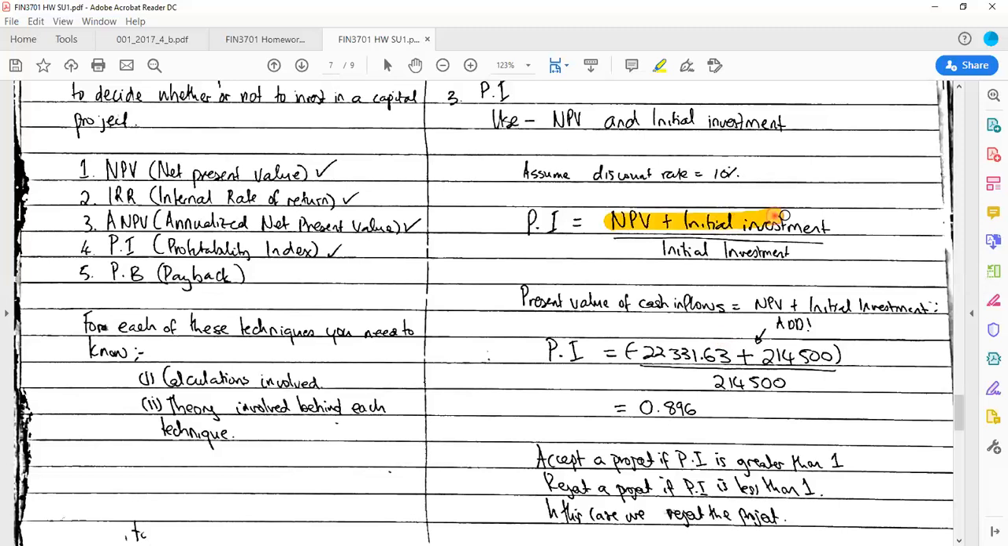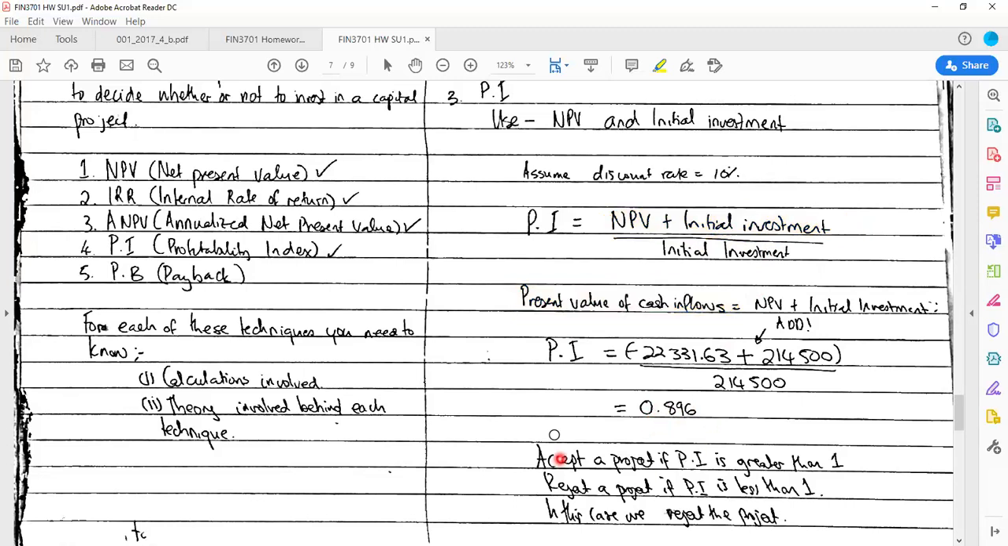And another way of looking at this, the NPV plus initial investment is also just called the present value of the cash inflow. So if you get a question like this in an exam or in an assignment, if they say the present value of the cash inflows is this amount, it means that they've already added the NPV and the initial investment for you. So here we get a profitability index of 0.896.